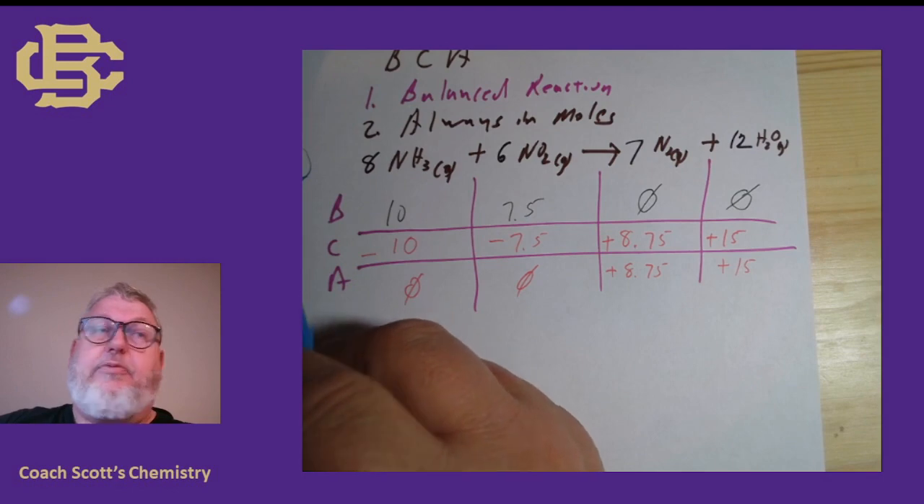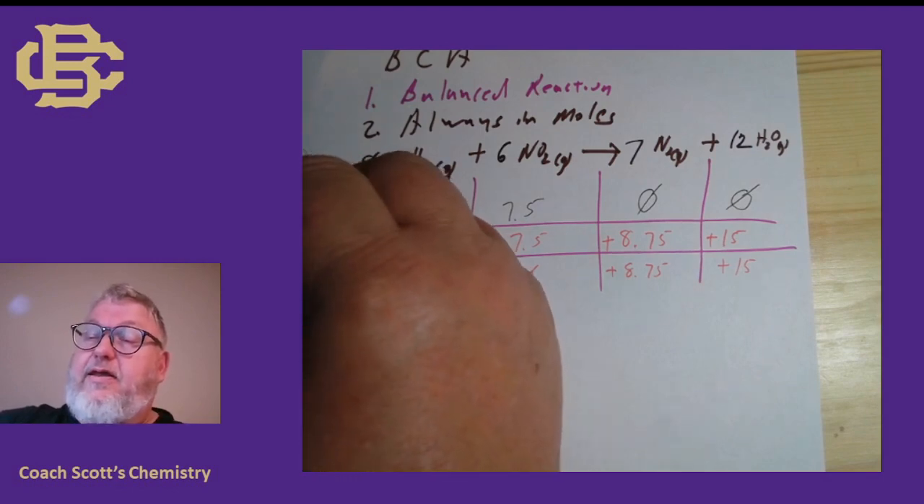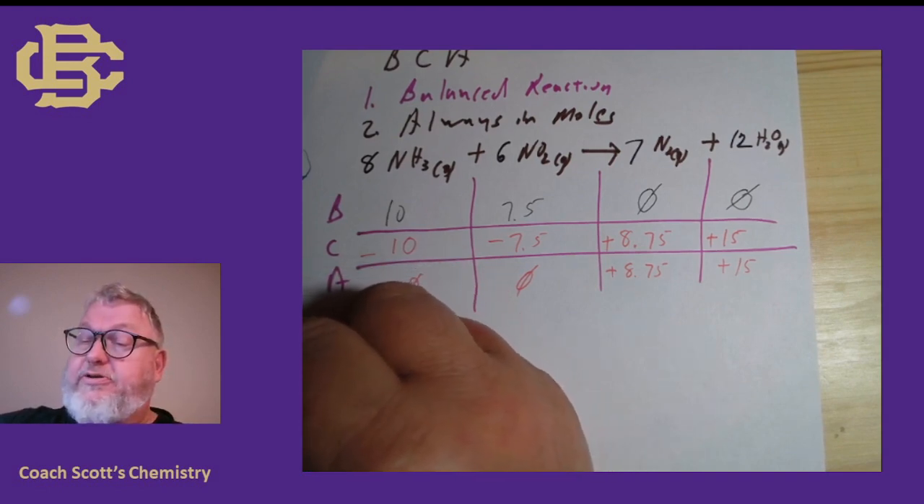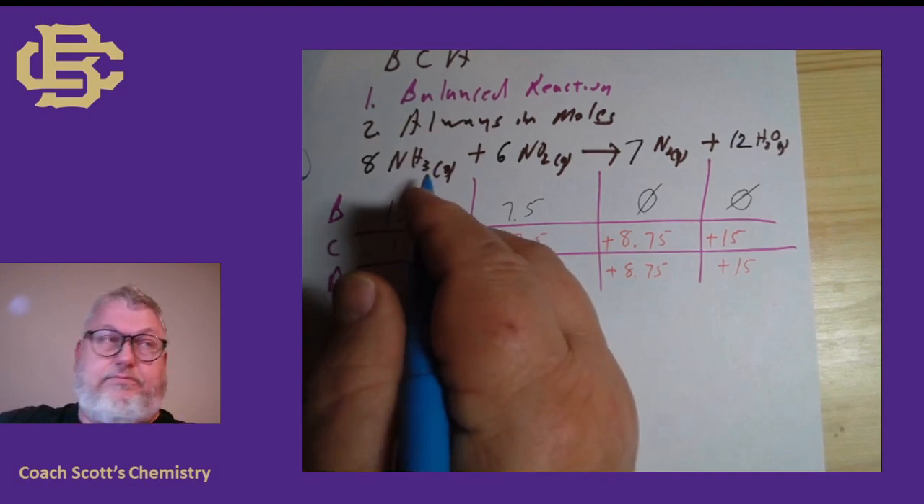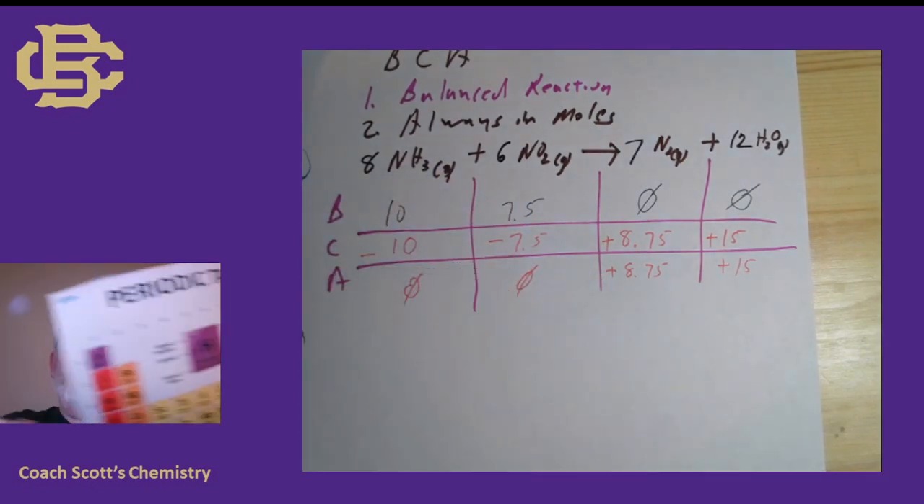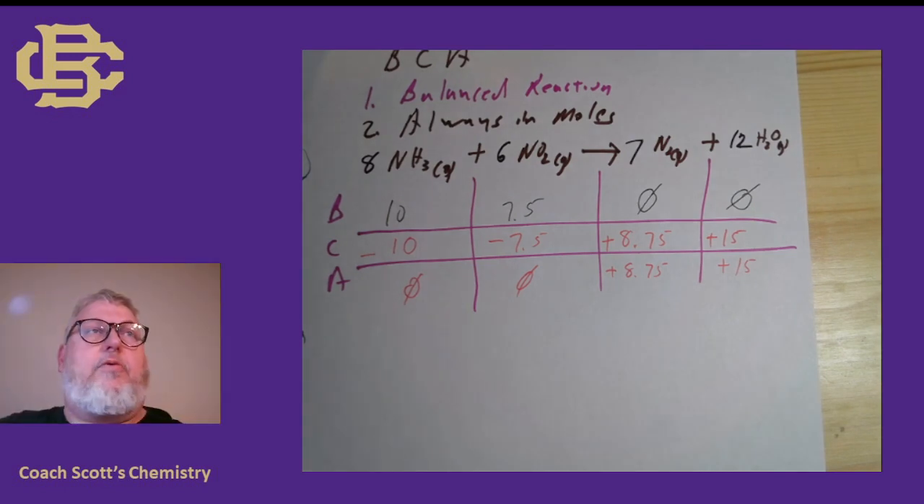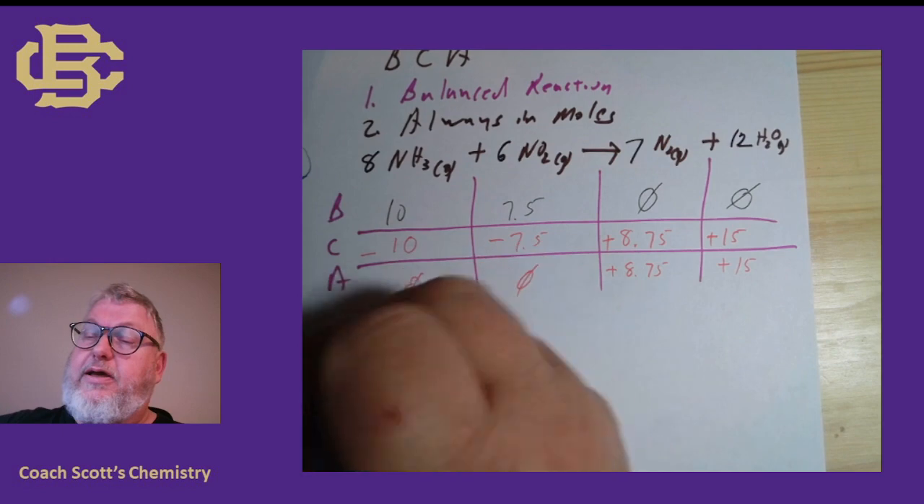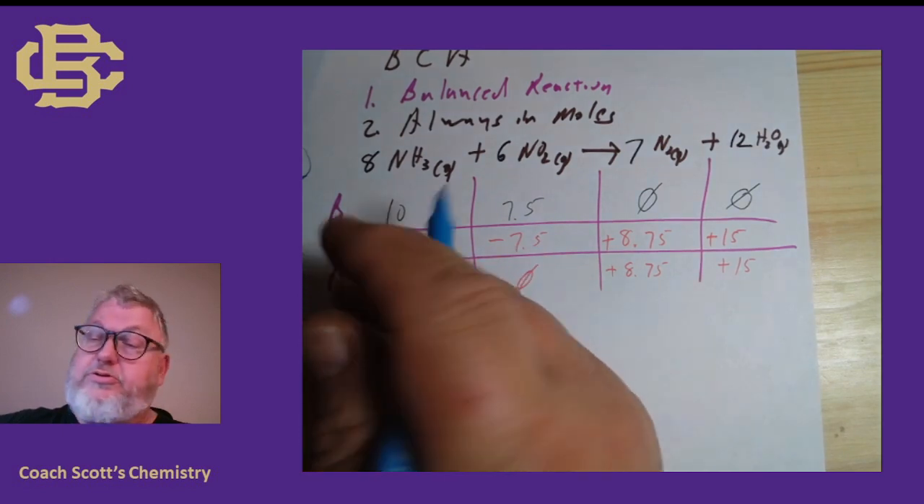On the left-hand side, we always divide. So if we're given grams, let's say we were given 170 grams of ammonia. Well, if we look at our periodic table and get the molar mass of NH3, nitrogen is 14 grams per mole, and we have 3 hydrogens at 1 gram per mole, so that's 17. So if we divide 170 by 17 grams, we get 10. So that gave me my 10 moles to start with.